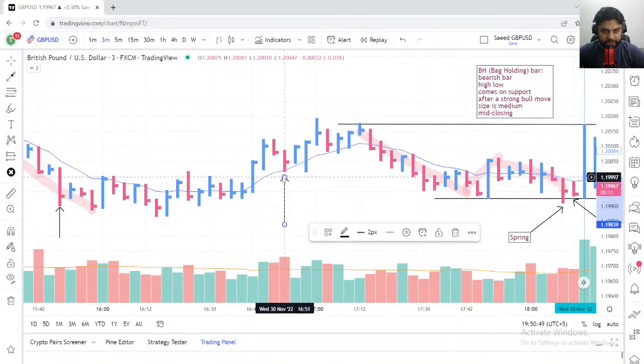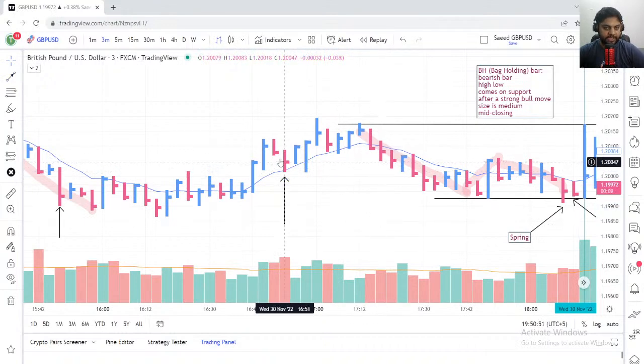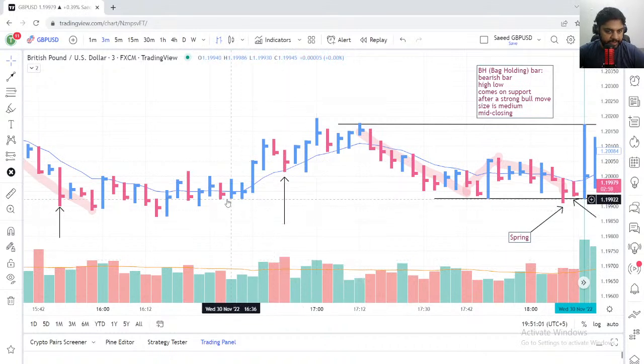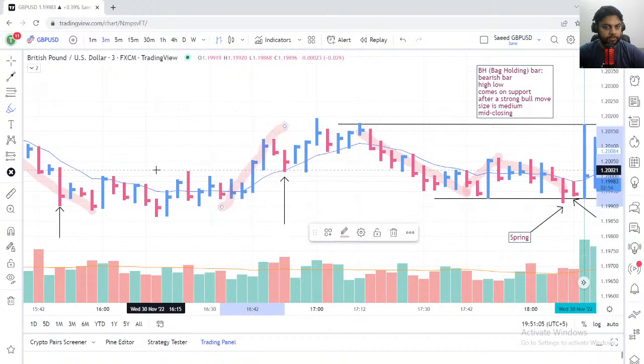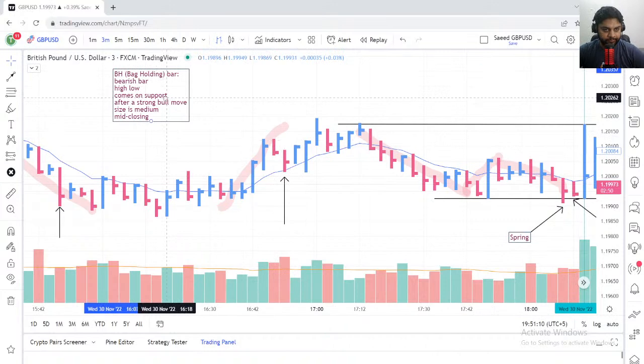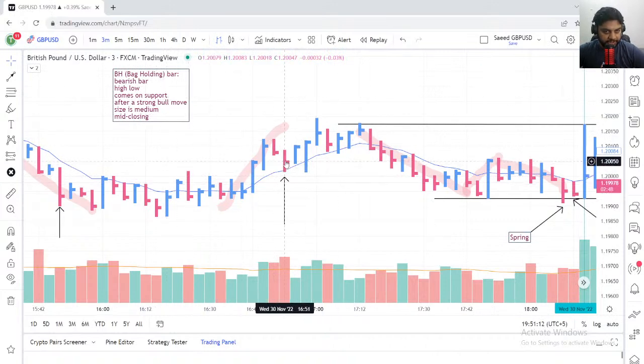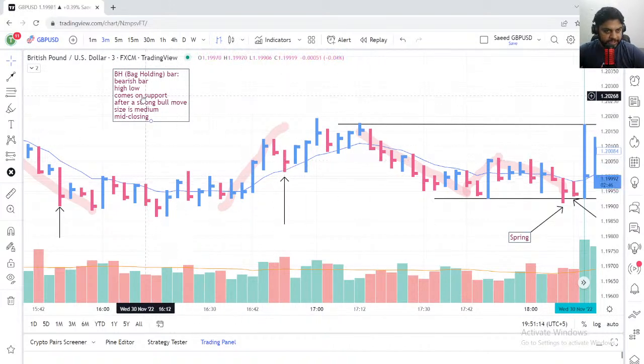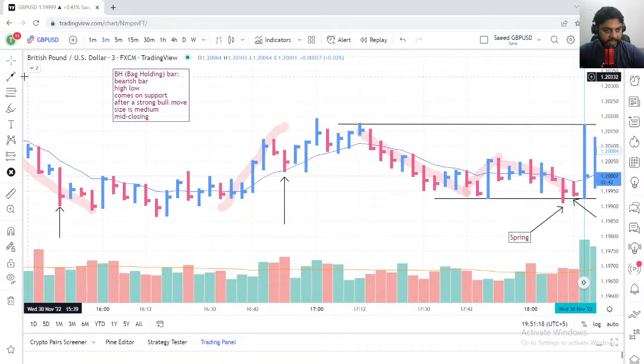Okay, look at this bar. The size is medium, and the close is in the middle. The bar is closing in the middle with medium size, but volume is ultra high, and it is coming after this bull move. Look at this bull move. So the bar is coming after this huge move, and it's a bearish bar because it's a red bar, and you can see that it comes on something like a support level.